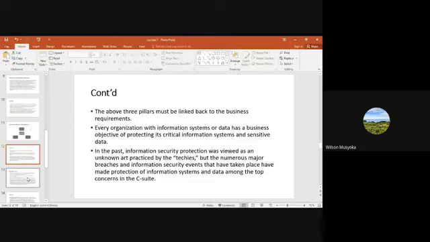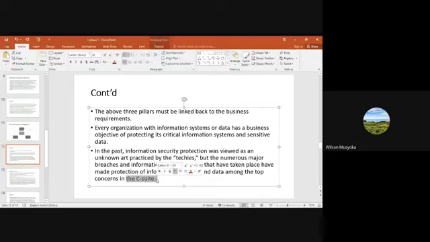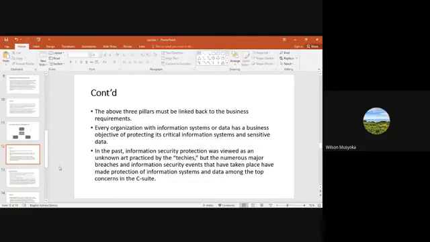that sensitive data. So, in the past, security was viewed as a practice of the techies or people who have some computer skills. But numerous major breaches and information security events have taken place and made protection of information systems and data among the top concerns in the C-suite. When we are talking about C-suite, we mean the corporate level of the organization or the people who run the organization. So now it is not just a matter of the lower level employees, but it needs to be handled strategically from the top level of the organization.